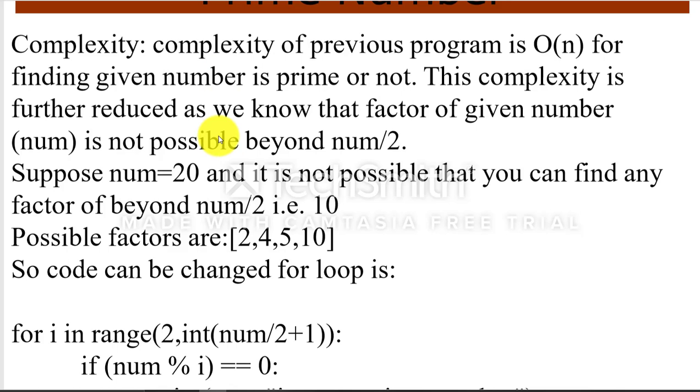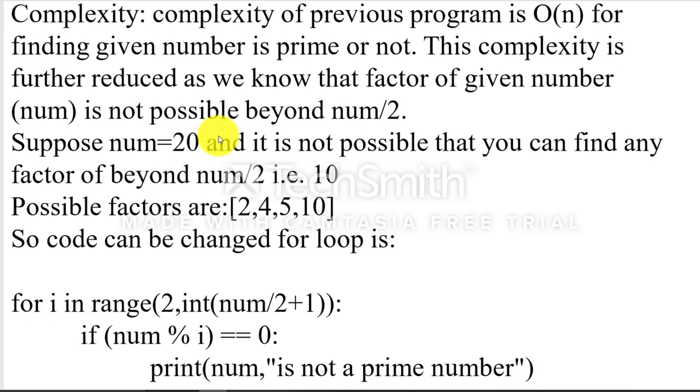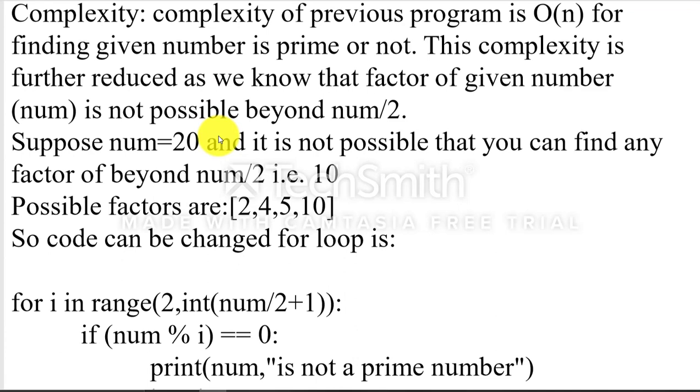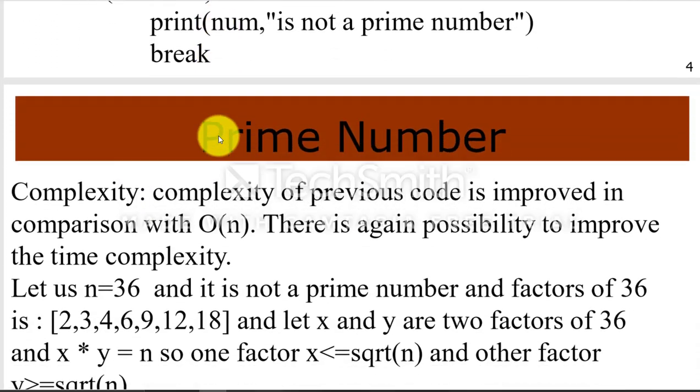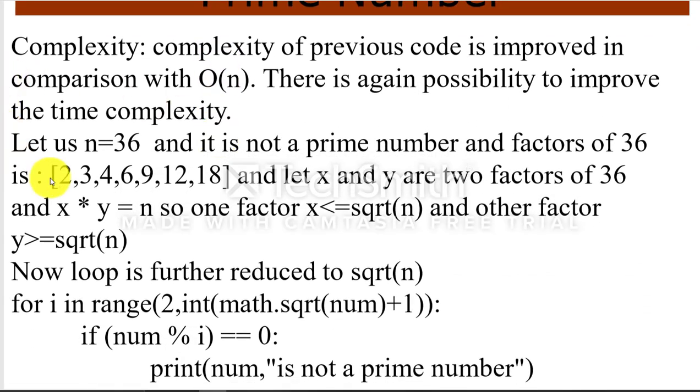So let us assume that the number is 36. As we know, if any number is not a prime number, then definitely there is a factor of that number. So the factors of 36 are: it is divisible by 2, it is also divisible by 3, and it is also divisible by 4, 6, 9, 12 and 18. Find out the square root of 36. The square root of 36 is 6. So some of the factors are less than the square root, 6, and some of the factors are greater than the square root, 6.